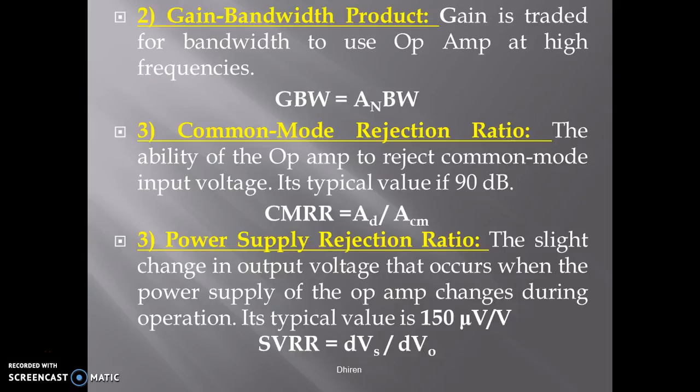Fourth, power supply rejection ratio. The slight change in output voltage that occurs when power supply of op-amp changes during operation. Its typical value is 150 microvolt per volt. So PSRR is equal to dVs by dV0.